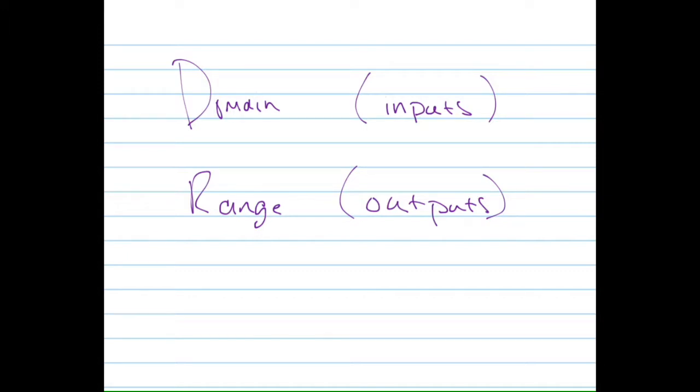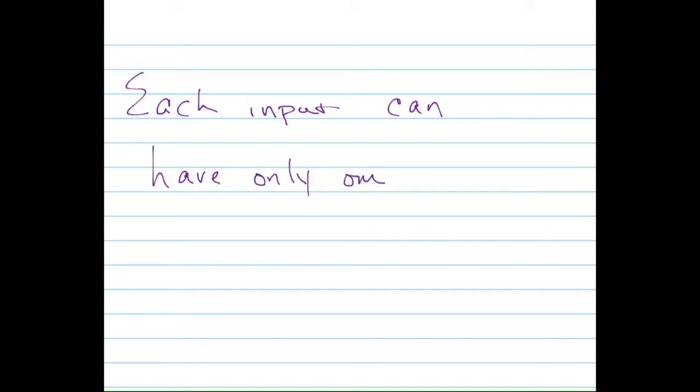Now, the rule for a function is each input can have only one output. Each input can have only one output.